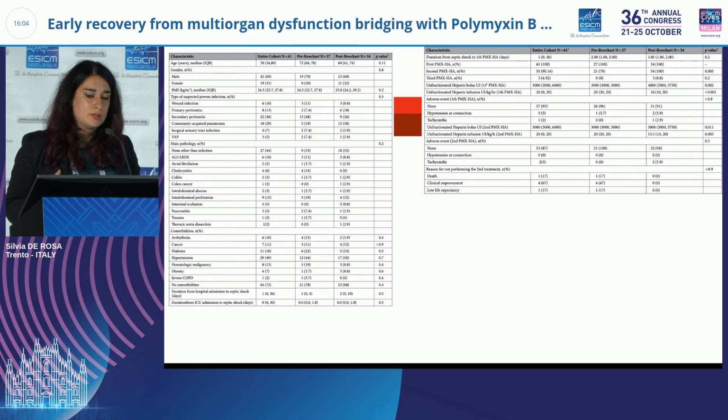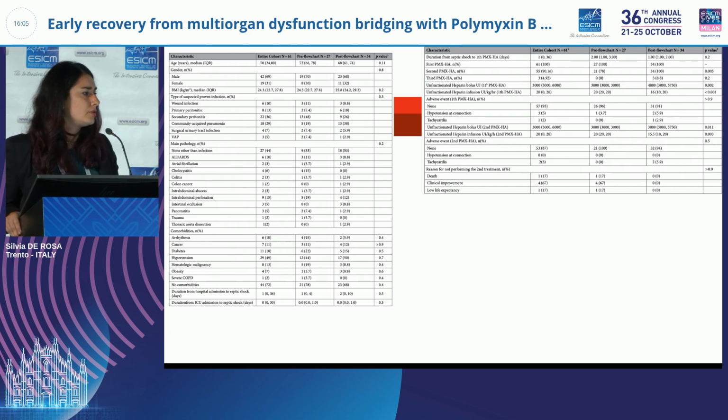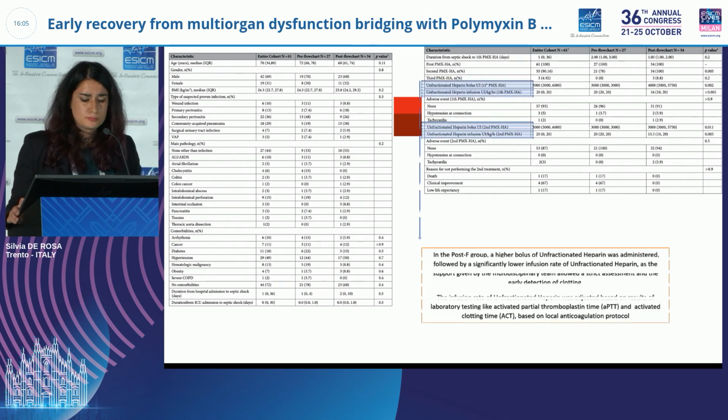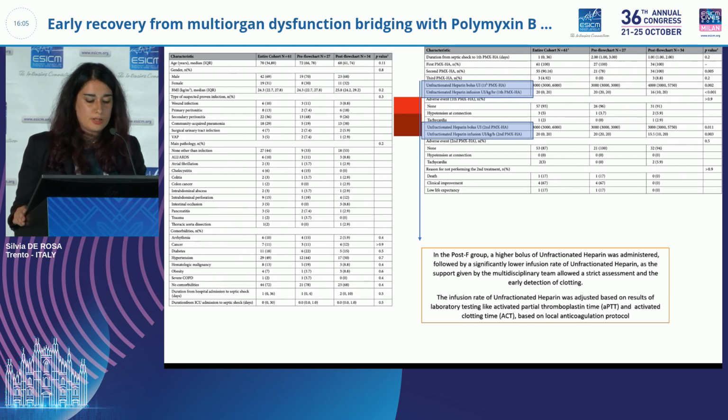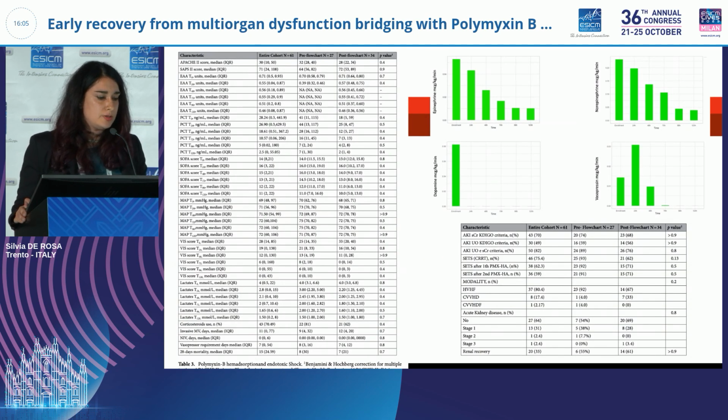And in the pre-flowchart group, not all performed twice the dose of polymyxin B hemoadsorption treatment. The treatment was performed in all patients in the post-flowchart group, and at the same time we also assessed the starting of treatment in 30 patients with acute pancreatitis. And in the post-flowchart group, we used a higher volume of heparin, followed by a significantly lower infusion rate of fractionated heparin. But everything was kept under control, also by the kidney replacement team.